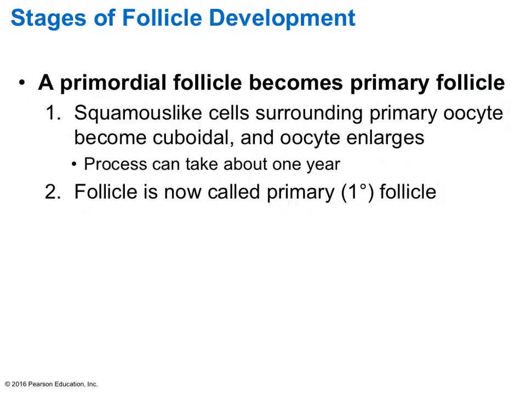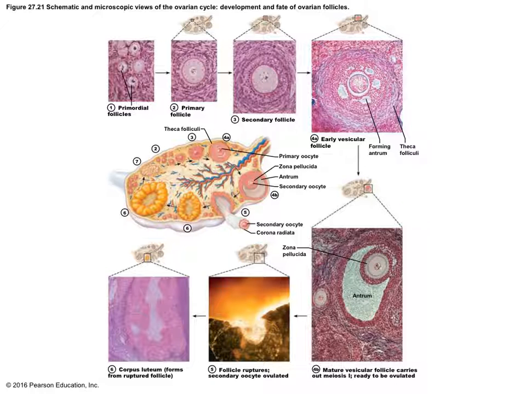To begin the follicular phase, a primordial follicle is going to become a primary follicle. And this process can take almost a year before the actual ovulation event occurs. So as a primordial follicle becomes a primary follicle, its squamous-like cells are going to become cuboidal. So after puberty, one of these primordial follicles is going to develop into a primary follicle once a month. And then that's going to develop into a secondary follicle.